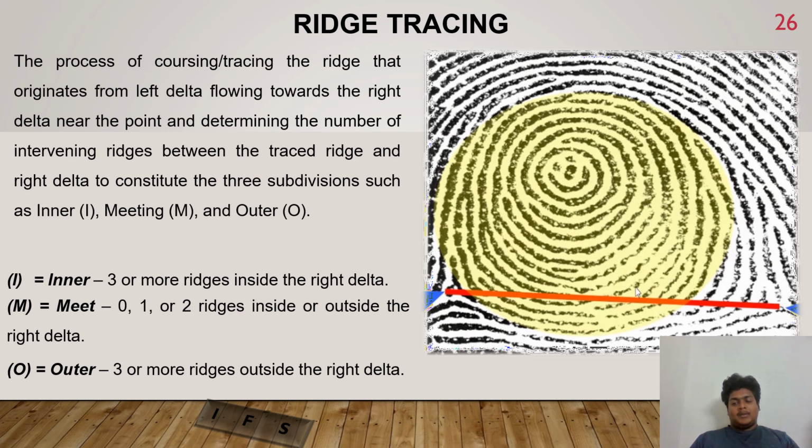There are three subdivisions in ridge tracing: inner, meeting, or outer. If the ridge flow is more than three ridges towards the inner side, then it is considered inner. If the ridge flow is more than two ridges towards the meet, then it is considered meet. If the ridge flow is more than three ridges towards the outer side of the delta, then it is considered outer.